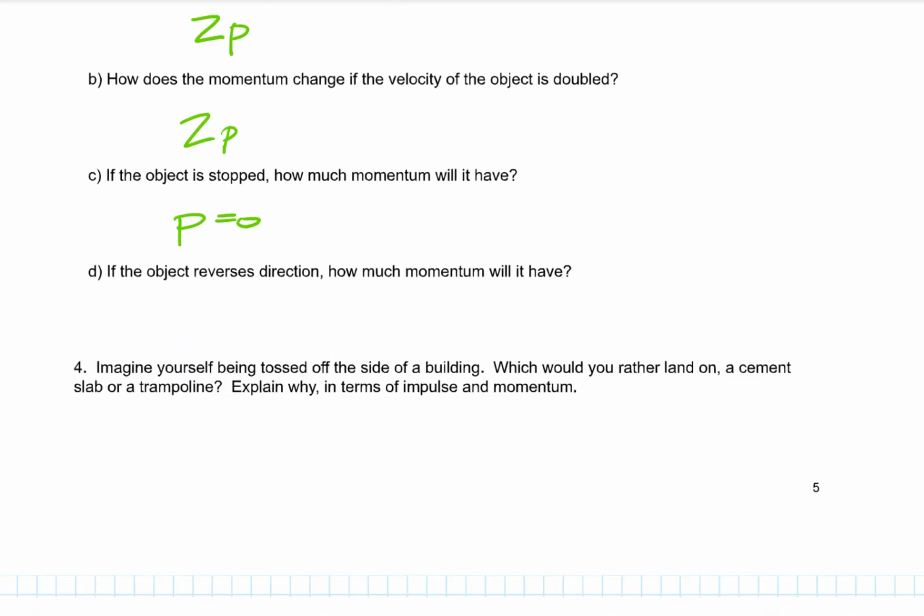And then if the object reverses direction, so it's m times v, but it's moving in the negative direction, it's going to be negative p. It's just negative momentum. Direction is important.